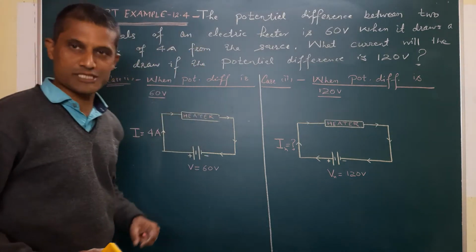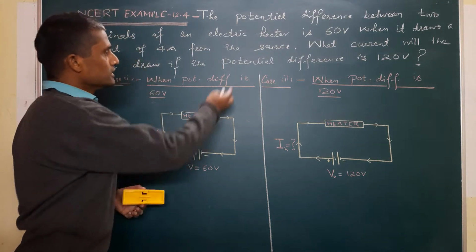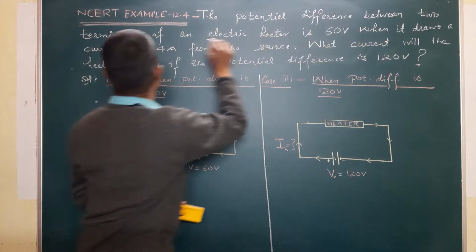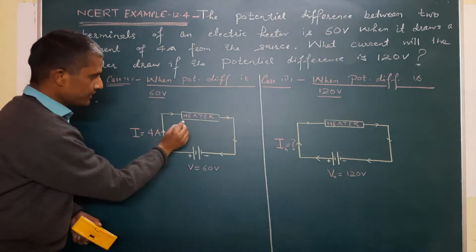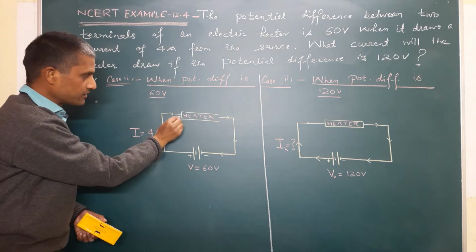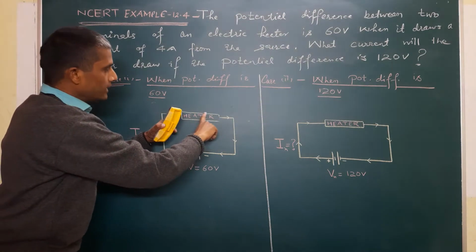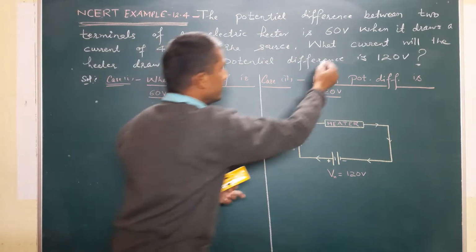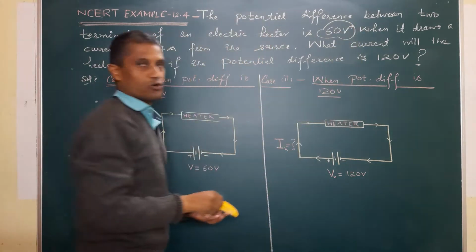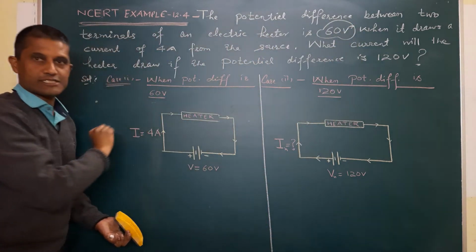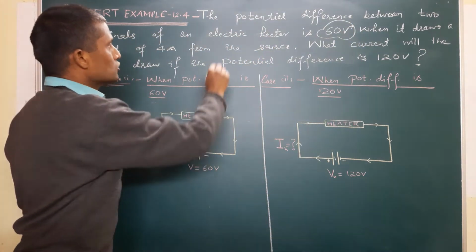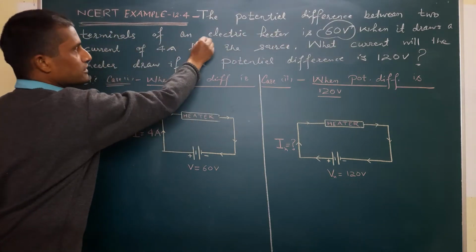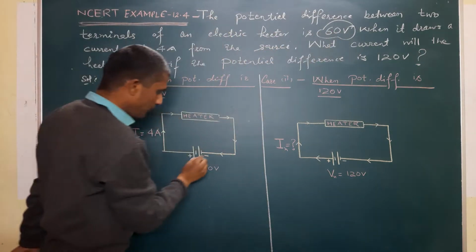So let us go through the statement of this numerical problem. The potential difference between two terminals of an electric heater. Here is the electric heater I have taken, and these are the two terminals, and the potential difference is being applied to the two terminals of the electric heater, and this is 60 volt. So the potential difference between two terminals of an electric heater is 60 volt.